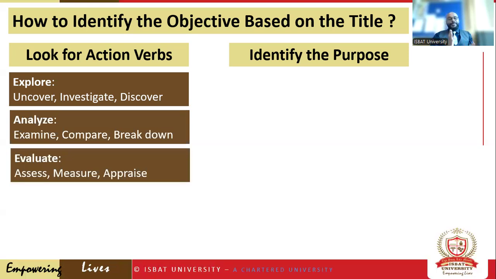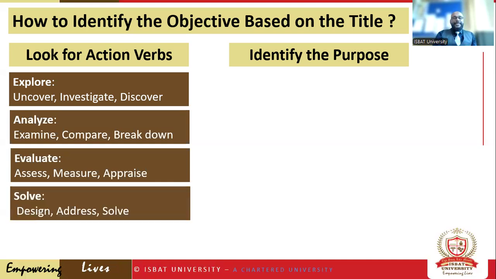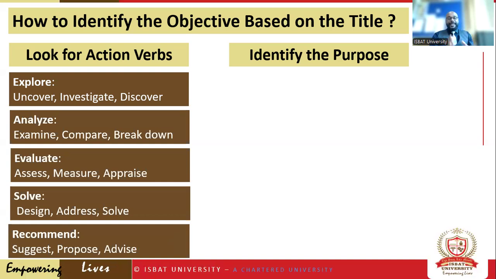Then if the primary objective is to evaluate, you can see assess, measure, appraise. And if it is for a solution, then you decide, develop, address, solve, all these will come in that one. And the last one, if you're recommending, you suggest, you propose, and you advise. So if you look at the title of your research, the action verbs in your title can help you place which category your research is coming under.